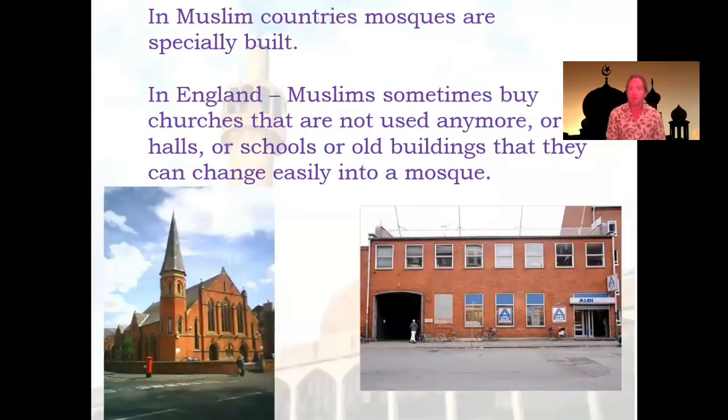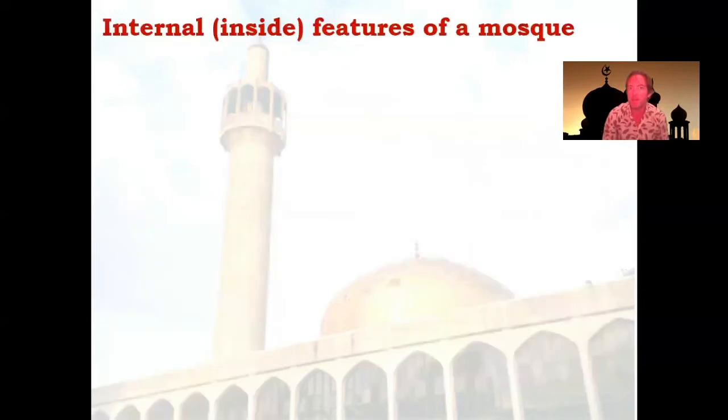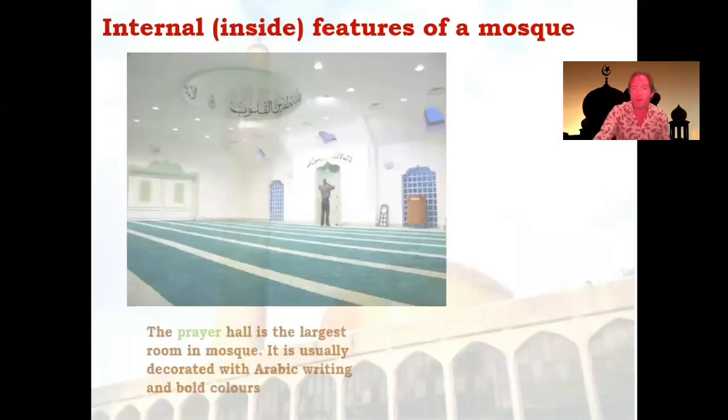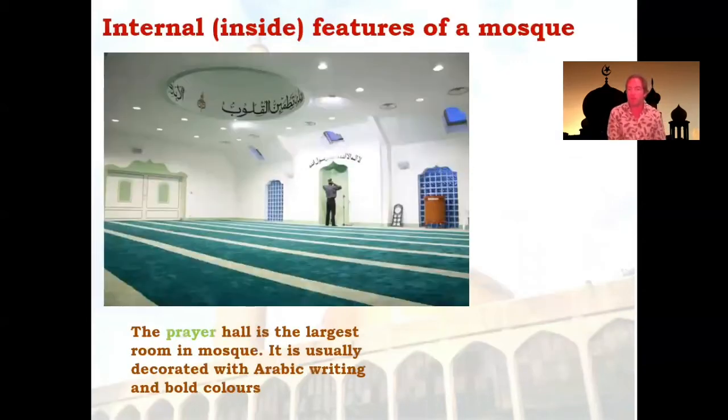So, for example, in non-Muslim countries where mosques have been created in adapted buildings, it might be an old church or an old community building or something like that. So it won't have those features. But inside, mosques always have a prayer hall, and it's almost always the largest room in the mosque.